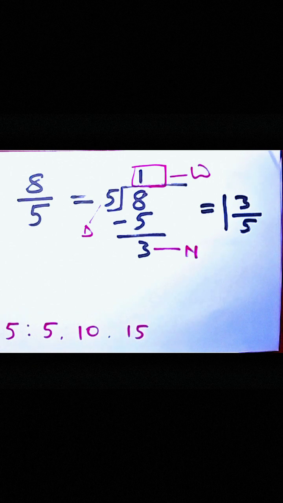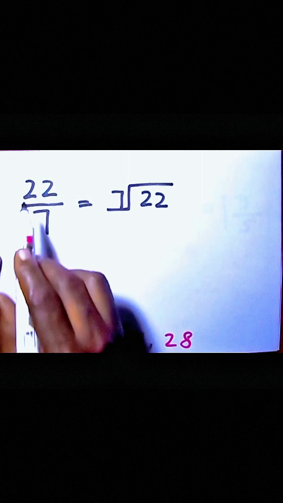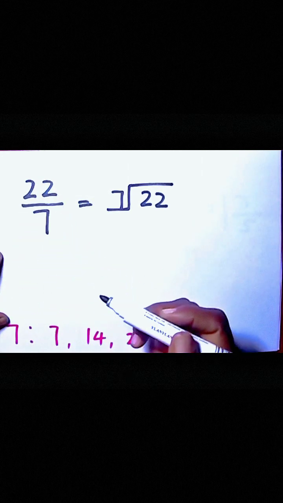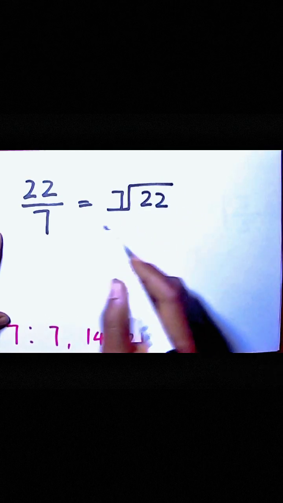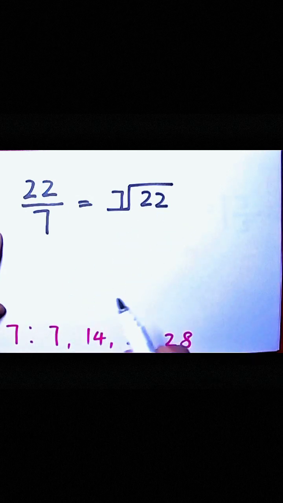Let's use another example to drive home this point. So we want to work this example again using the method of long division. We want to convert 22 divided by 7 to a mixed number. So you arrange it in the long division sign. You are using the 7 to divide the 22. When 7 divides 22, what do you get?